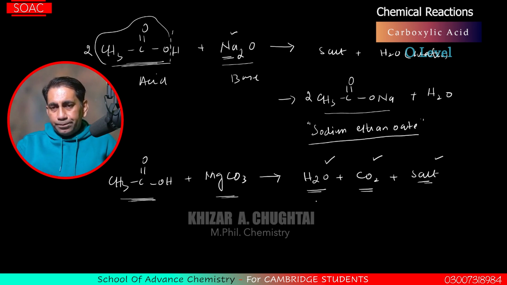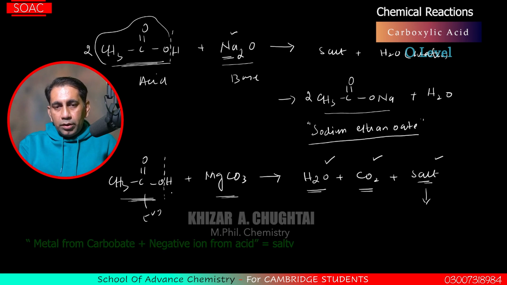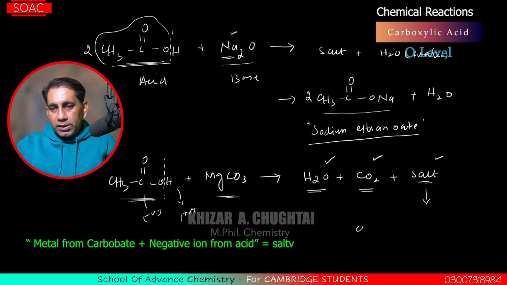So once again, let me make the formula of the salt. What will be the formula? There is the cleavage of the OH bond, and this is the negative portion. This is the positive portion that has been changed into water. And let's see over here, what is the salt? CH3COO 1 negative, and here is the magnesium. It belongs to group number 2.